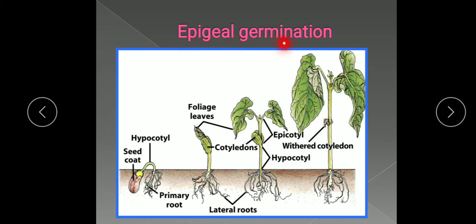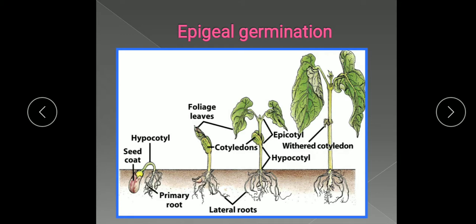So first we will discuss the epigeal germination. Epi means above, geal means earth. What happens here is that in this case the cotyledons are pushed above the soil. How? Let me see here.